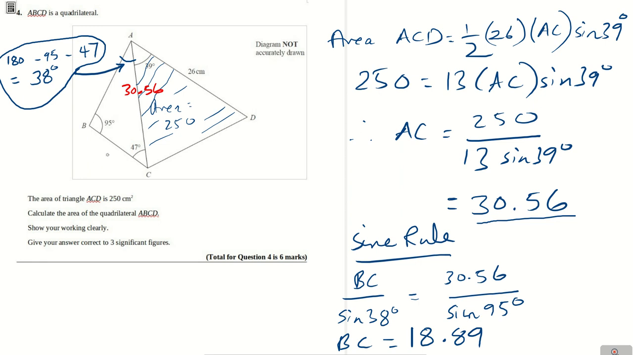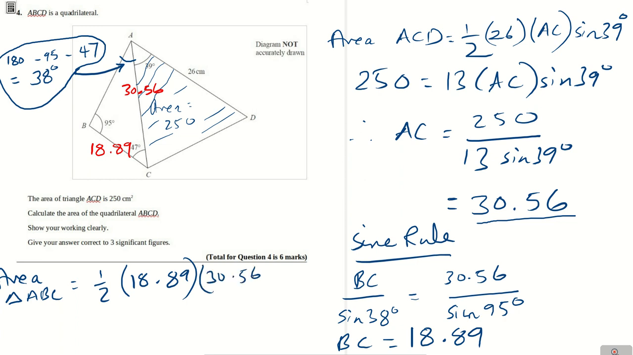Okay, so I'll put that in red on there. Red, BC is 18.89, and what we can work out then is the area of triangle ABC is going to equal a half of 18.89 times 30.56 times the sine of the angle in between, sine 47, equals, and that comes to something like 211.1.